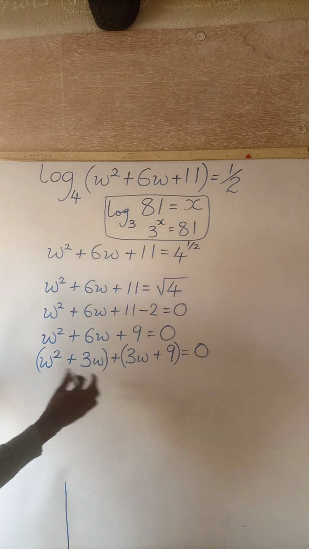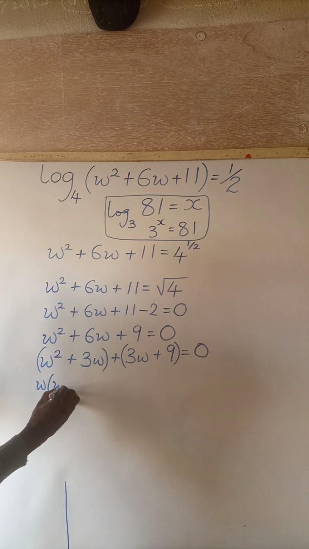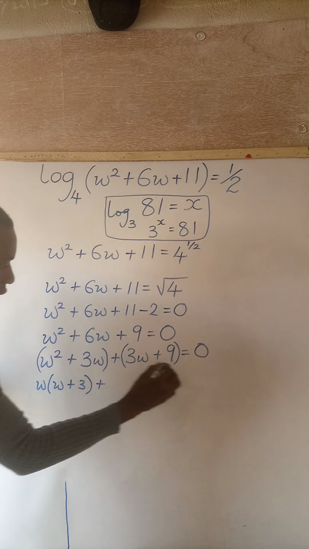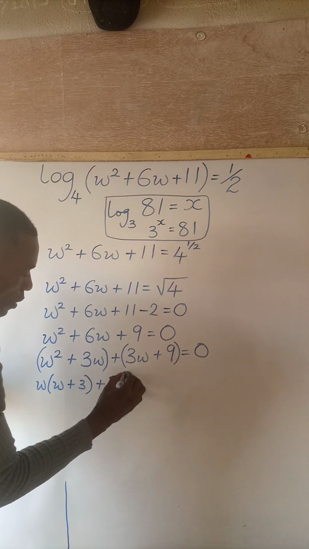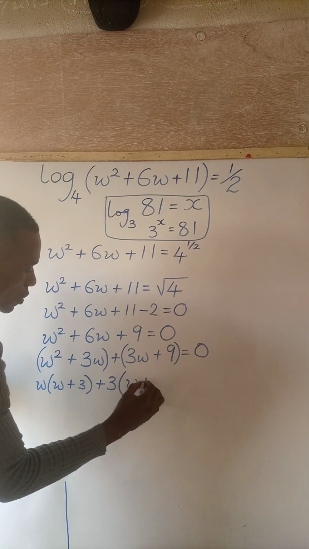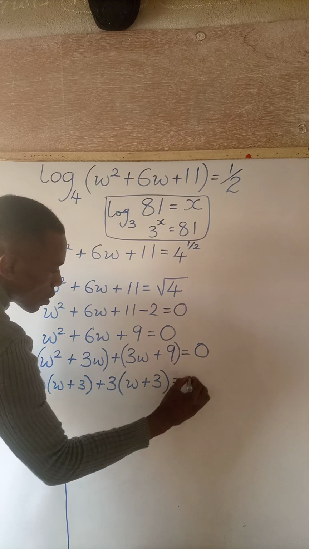When you look at this, there is something they have in common, and what they have in common is w. So we write it out, and the remains will be inside the bracket, plus 3. Now what they have in common is 3, so we bring it out, and the remains inside the bracket are w plus 3, since 9 divided by 3 gives us 3. Bracket closes.